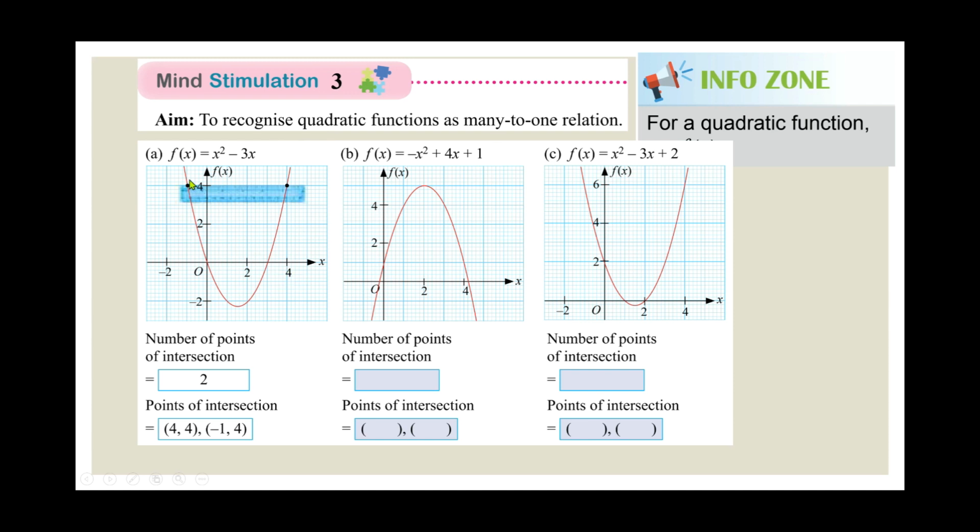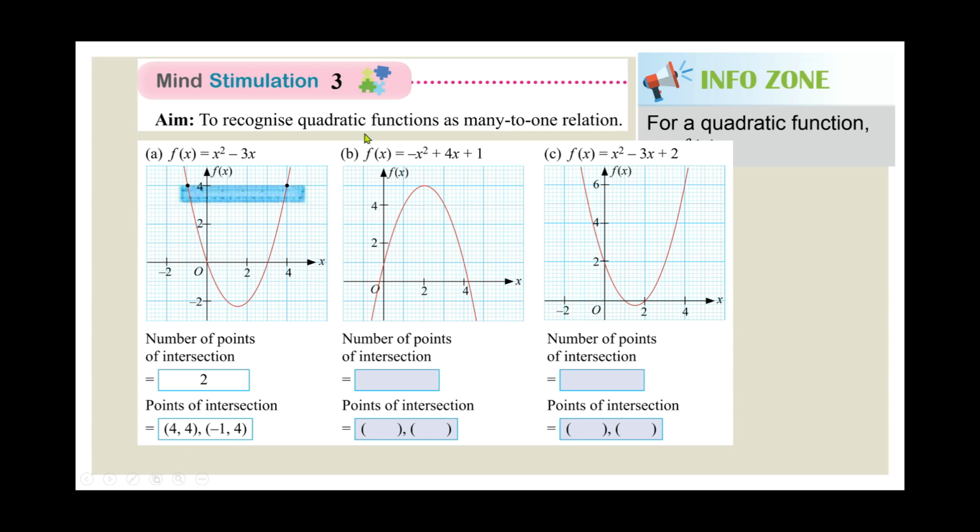So the coordinate that we have for this one is actually negative 1, 4. This is the points of intersection. And then this point over here is 4, 4. So the number of points of intersection that we have when you draw a horizontal line that cuts through the function, there are 2 intersecting points.